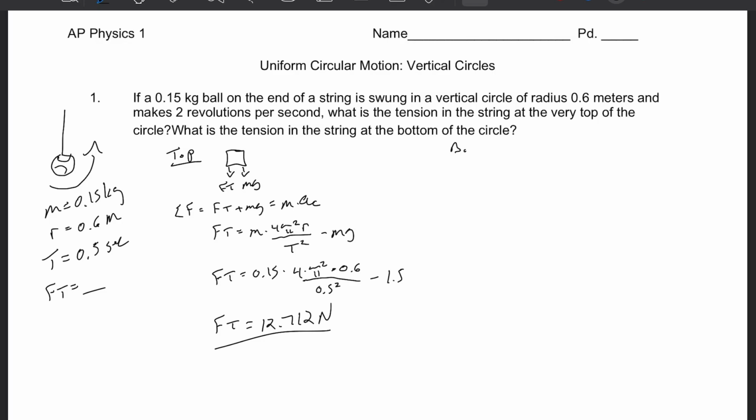Doing it for the bottom, it's going to be very, very similar. The only difference is that at the bottom, tension is up, mg is down. We have to keep in mind that the net force has to be towards the center of the circle, so tension must be greater. We have to set it up as tension minus mg is our centripetal force, equal to MAC. Net force is equal to mass times centripetal acceleration.